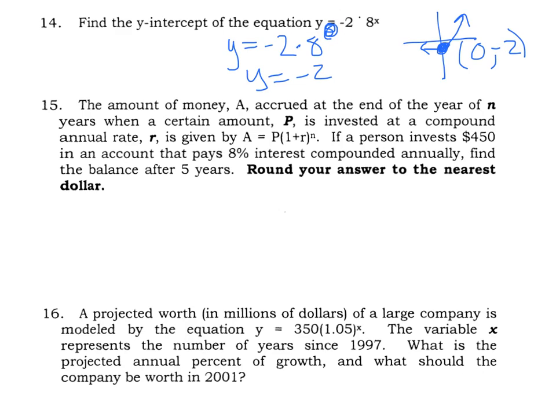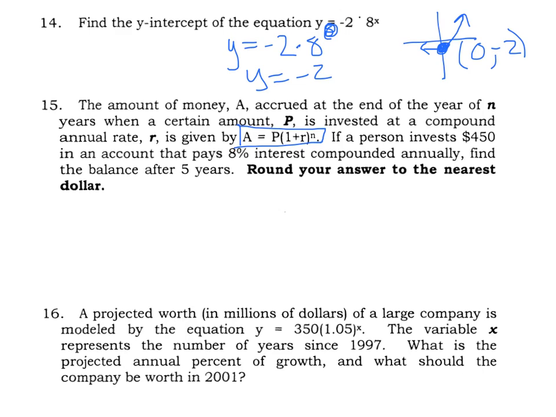Number 15 is an exponential growth problem, specifically dealing with interest, and it gives us the equation here, so that's not one that it looks like we have to have memorized, though not a bad idea to have it on your note card. You'll notice this formula looks a little sparse for compound interest, and that's because the interest is only compounded once per year.